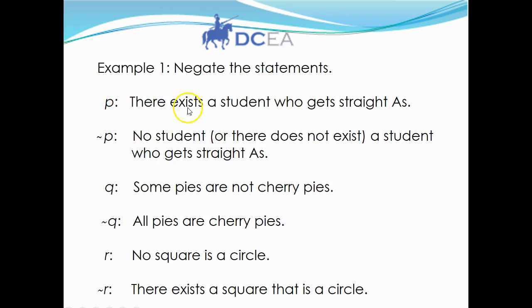So P, there exists a student who gets straight A's. Not P, no student, or there does not exist a student who gets straight A's. Q, some pies are not cherry pies. Not Q, all pies are cherry pies. R, no square is a circle. Not R, there exists a square that is a circle.